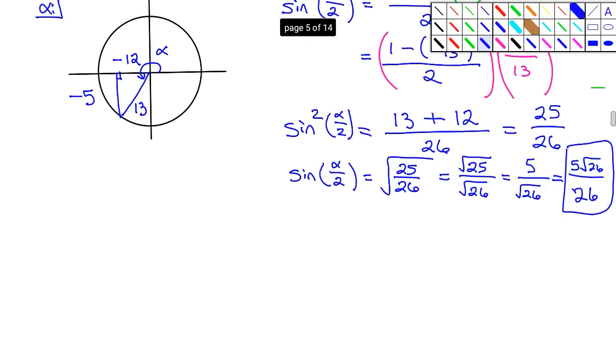Next, let's do the same thing with cosine. So we'll have cosine squared of alpha over 2 is equal to 1 plus cosine alpha, over 2.